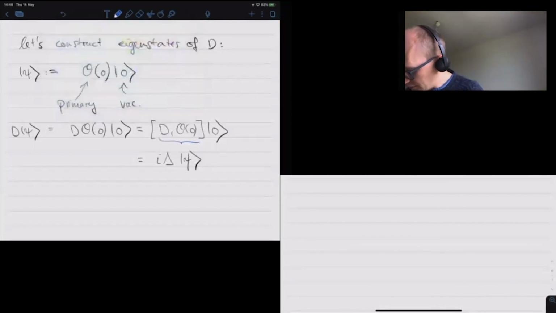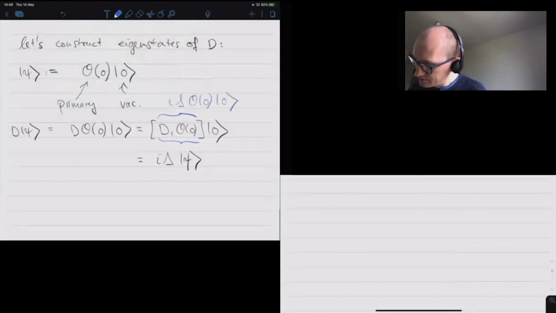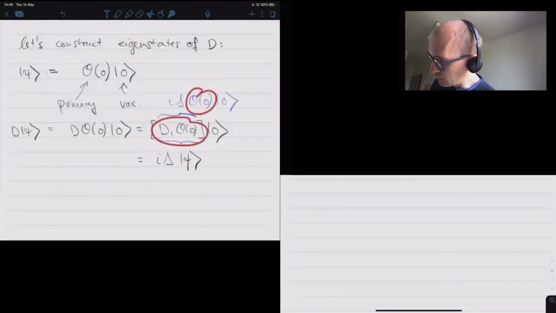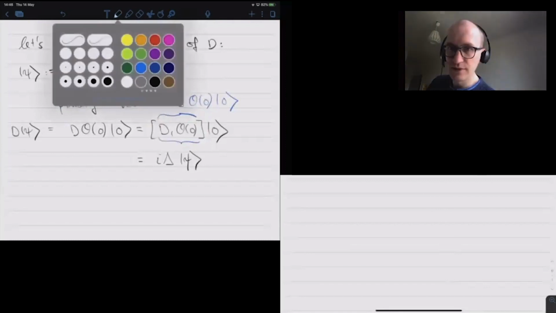So this commutator is the same as I delta O of 0 acting on 0. Okay, but O of 0 acting on 0 is what we called psi. That's of course extremely important, but that's also why, for the state psi, if I ask it what is your dilatation eigenvalue, it's going to be the dilatation eigenvalue of the operator O.